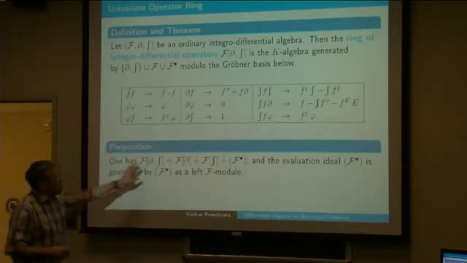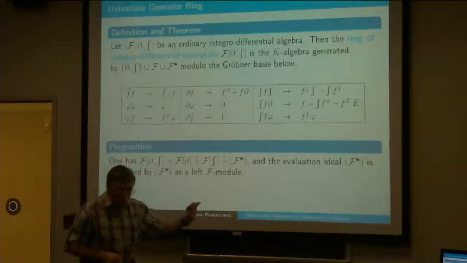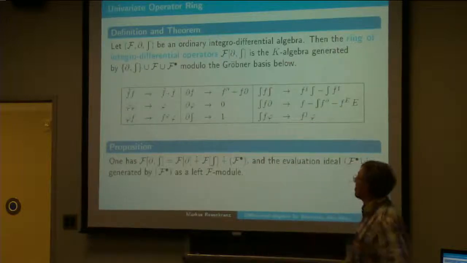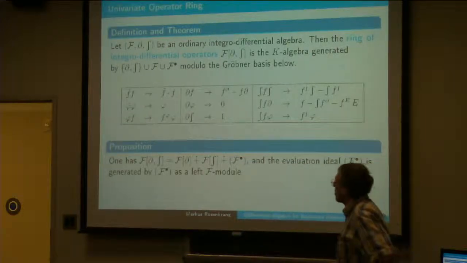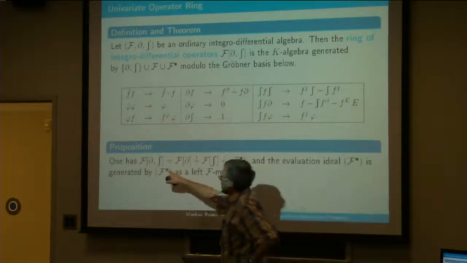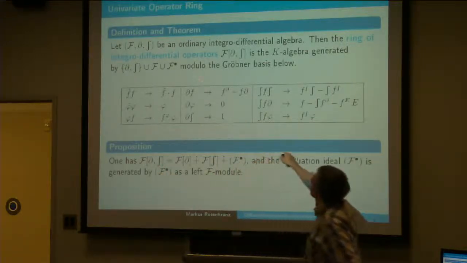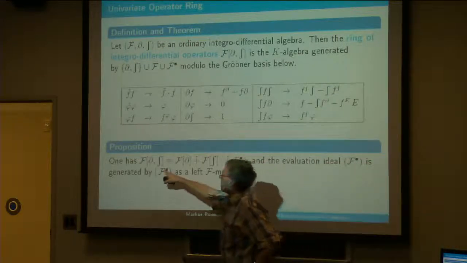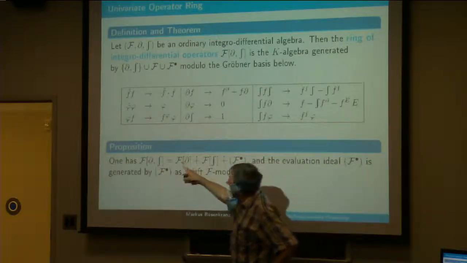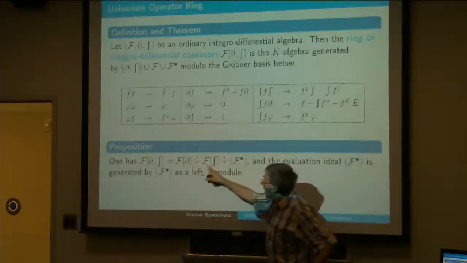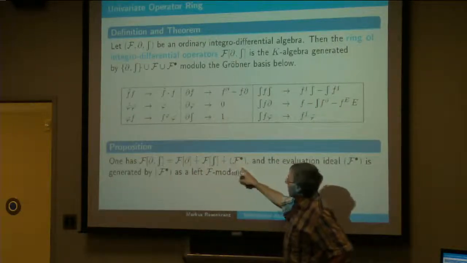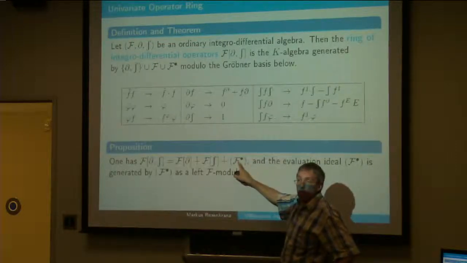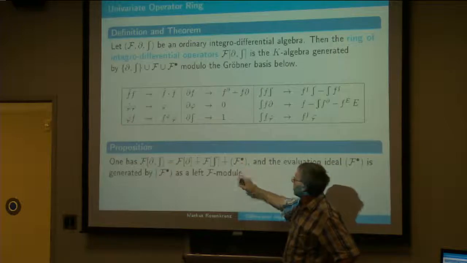Okay, and the nice thing is that not only do we know that there are unique normal forms, because it's a Gröbner basis, but we can also describe them explicitly, right? Namely, it turns out that every integro-differential operator, so that's how I call these guys here, this operator ring, every integro-differential operator can be written uniquely as a sum of a differential operator, an integral operator, and an element of what they call the evaluation ideal. So that's the two-sided ideal generated by the characters, yeah, by the multiplicative functionals on F.